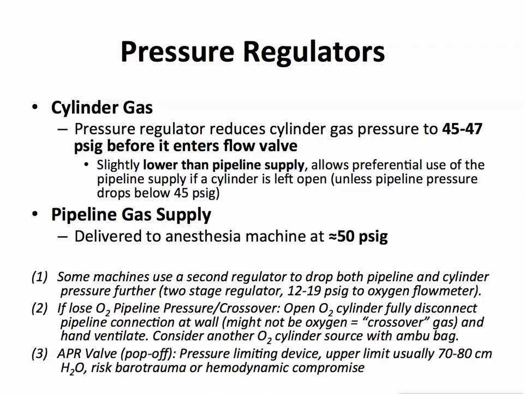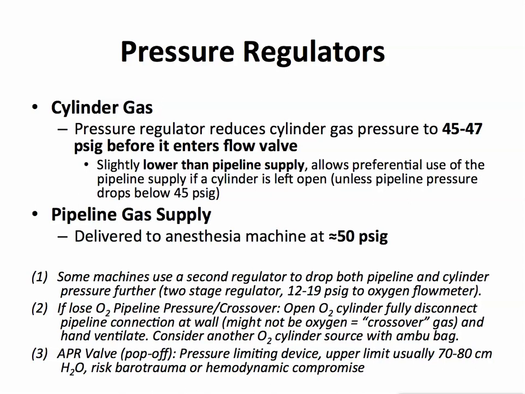Pressure regulators. Cylinder gas, you would not want to supply a pressure of what the oxygen tank is or what the nitrous tank is to a patient. You would blow their lungs. So you have to have regulators that reduce the cylinder gas pressure, and it does so to pressures of approximately 45 to 47 before it enters flow valves. This is slightly lower than the pipeline supply as previously discussed, and allows preferential use of the pipeline supply rather than the cylinder. So if you leave your cylinder gas open, as long as you have a pipeline supply coming, you should not be using the cylinder gas.